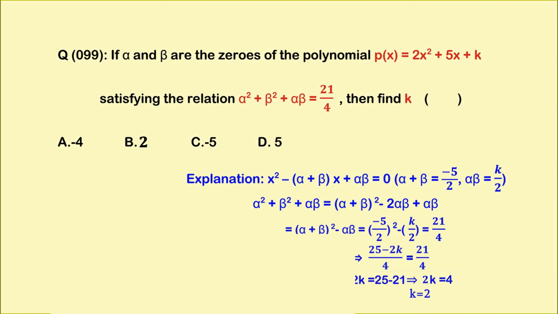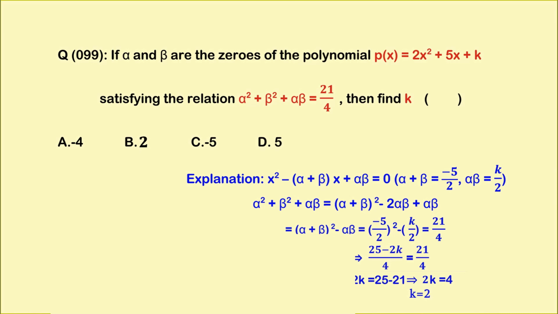Alpha square plus beta square plus alpha beta is equal to alpha plus beta whole square minus 2 alpha beta plus alpha beta is the formula. Substituting, minus 2 alpha beta plus alpha beta gives minus alpha beta. So the relation will be alpha plus beta whole square minus alpha beta. If you substitute the value of alpha plus beta and alpha into beta in the given expression, we will get minus 5 by 2 whole square minus k by 2, that is equal to 21 by 4, as given in the question.